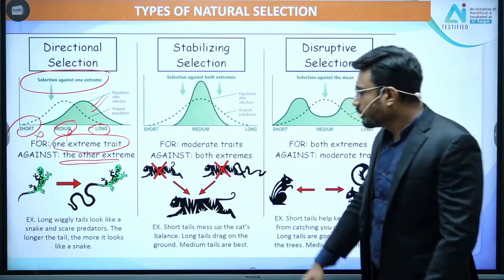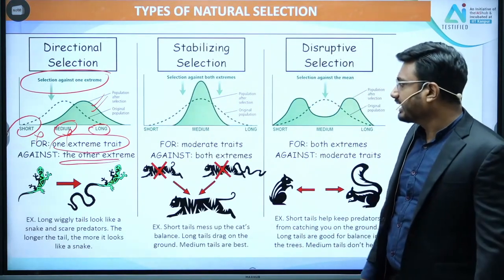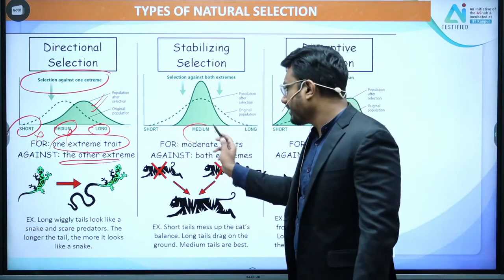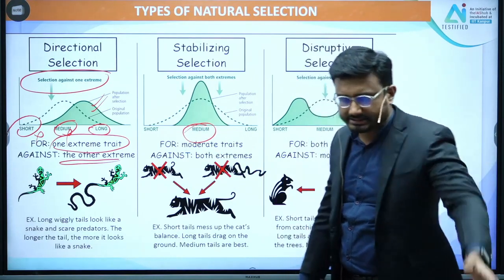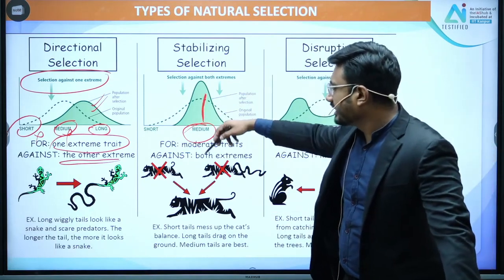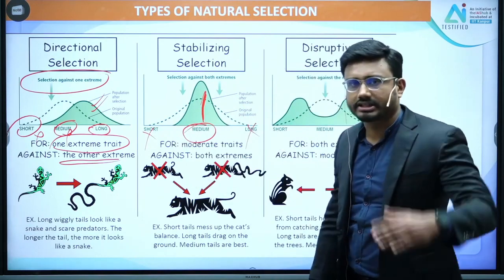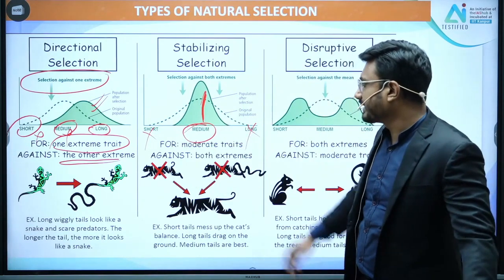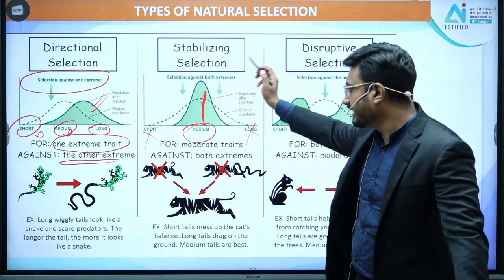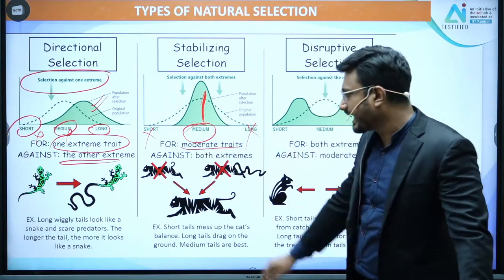In the case of stabilizing selection, for example, in a population, the medium heighted people are able to survive. Here both the extremes, that is the short heighted people and the tall heighted people, perish. That is what is meant by stabilizing selection: it works for the moderate traits, whereas it is against both the extremes.